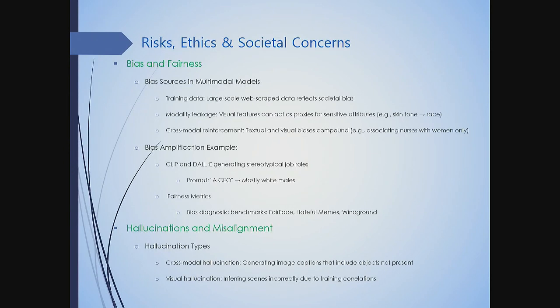And then there is cross-modal reinforcement. When you go from one modality to another, like textual and visual bias, there are some, for example, associating a nurse with only women, but there are actually nurses that are men. Each time you talk about a nurse, many people think you're talking about a woman. But no, nurse is a grade in the hospital. It's somebody who studied nursing for some years. So it may be a man or a woman.